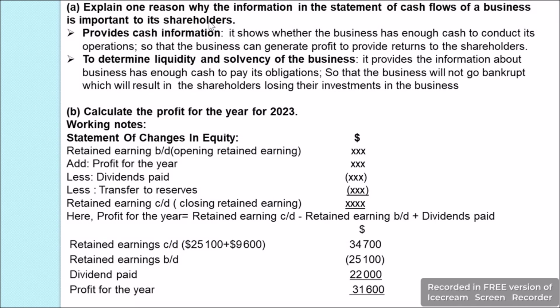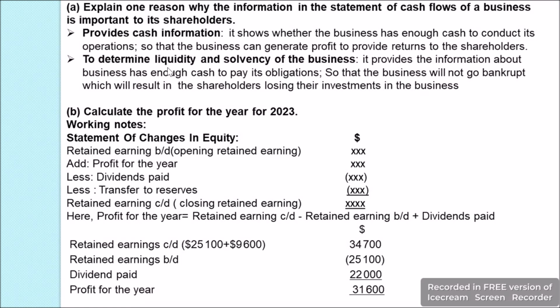There may be various reasons why the information in the statement of cash flow will be important to the shareholders. One of them is it provides information about the availability of cash in the business. It helps them to know whether the business has enough cash to conduct its operations so that the business can generate profit to provide returns to the shareholders.